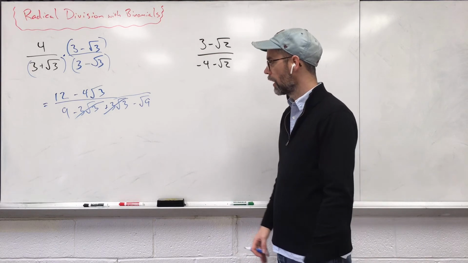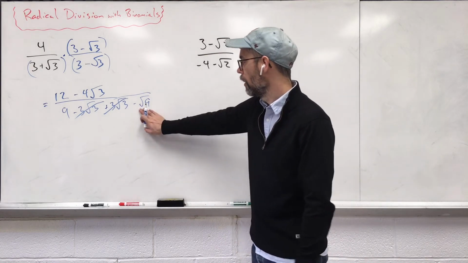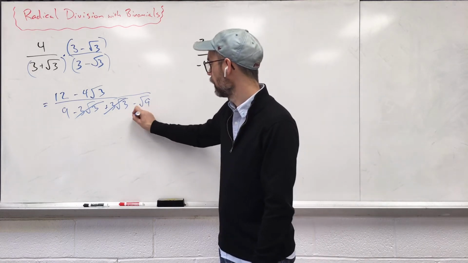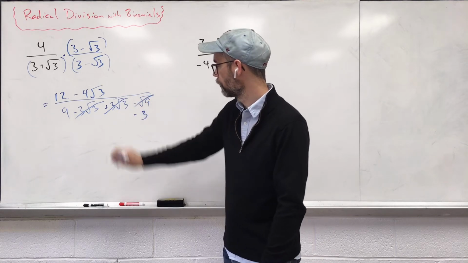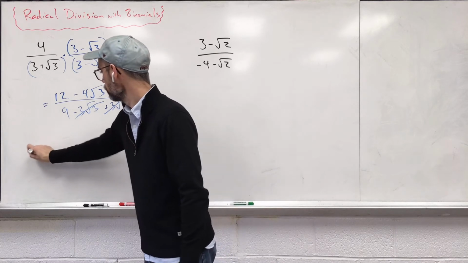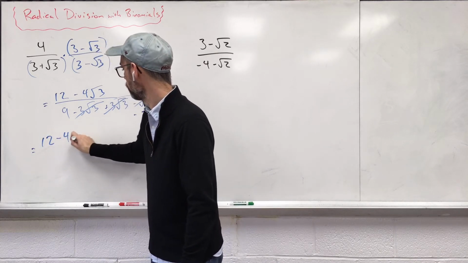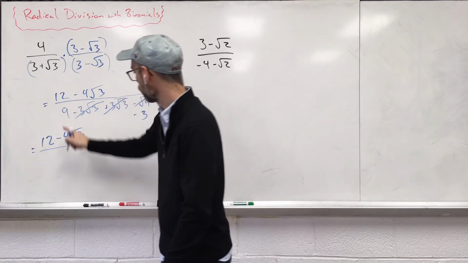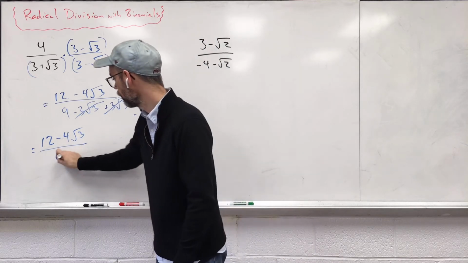Now we need to just kind of put things together. Negative radical 9 is going to give me negative 3, so that's gone. And I can kind of put all this together. 12 minus 4 radical 3 all over 9 minus 3, giving us 6.